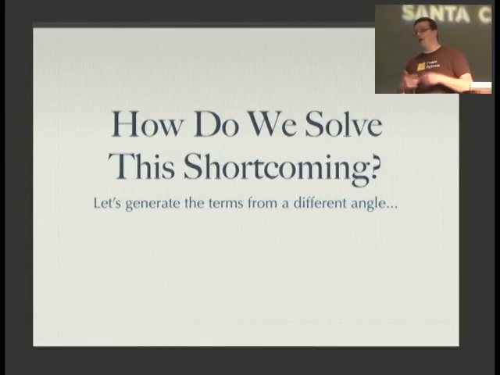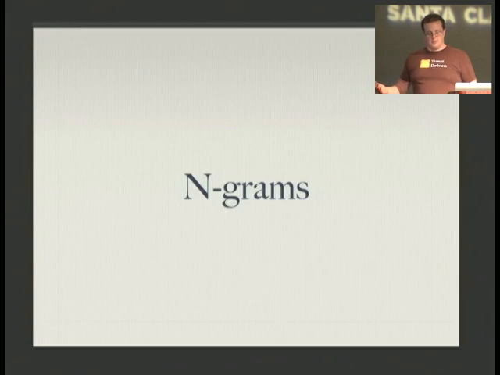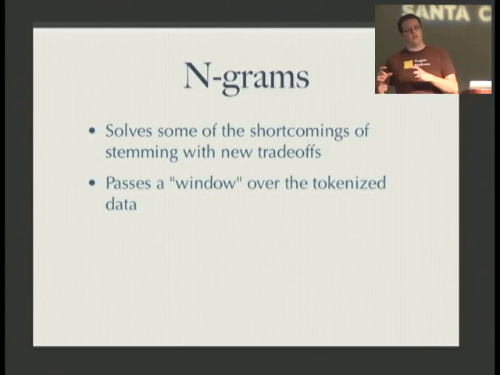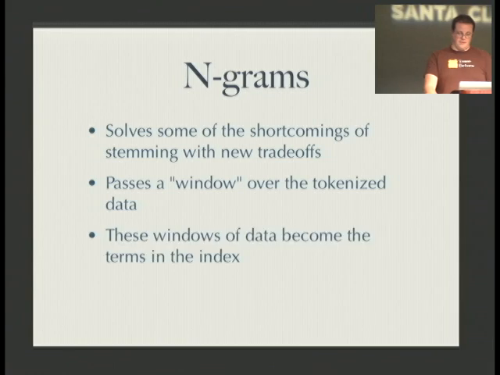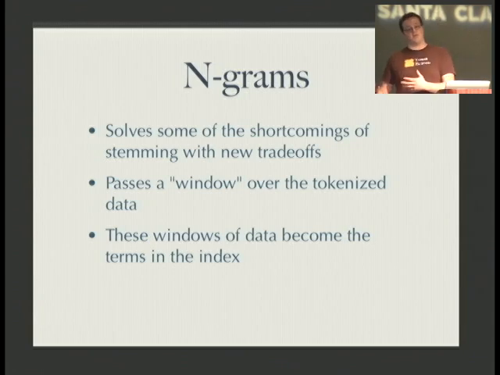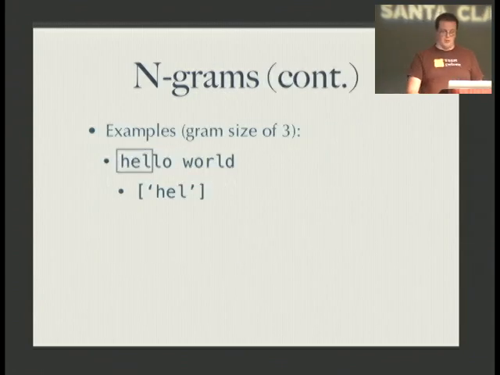So there are many ways to solve this. The approach we're going to look at today is n-grams. As I said, it takes care of some of the shortcomings of stemming. We're going to introduce some new problems, but overall it's typically worth it. What n-grams consist of is taking a window and passing it over your tokens. And these new little terms that come out of this moving window are what become your terms in the index as opposed to a stemmed version of the word. And we'll see an example of this in a few moments.